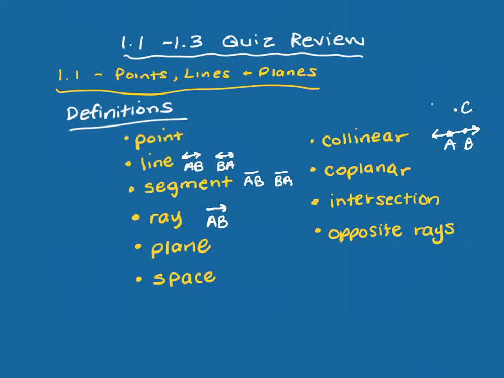Coplanar means they all lie on the same plane, so all three of these would be coplanar. If they are collinear, they're also coplanar. Intersection is where two objects meet.